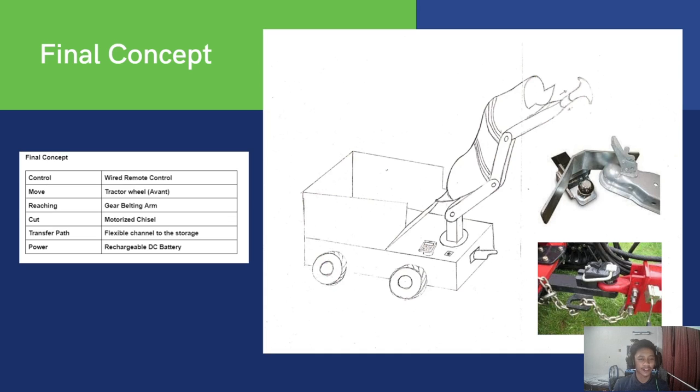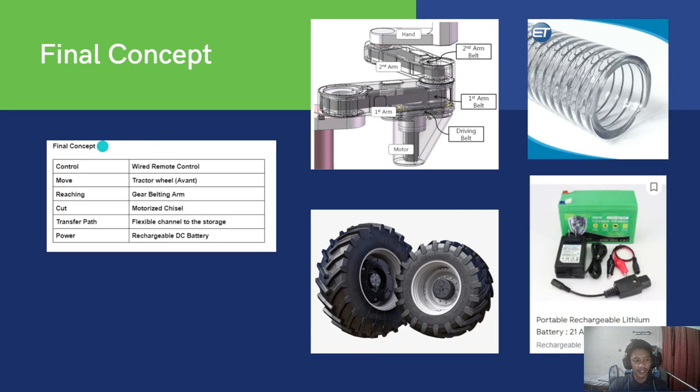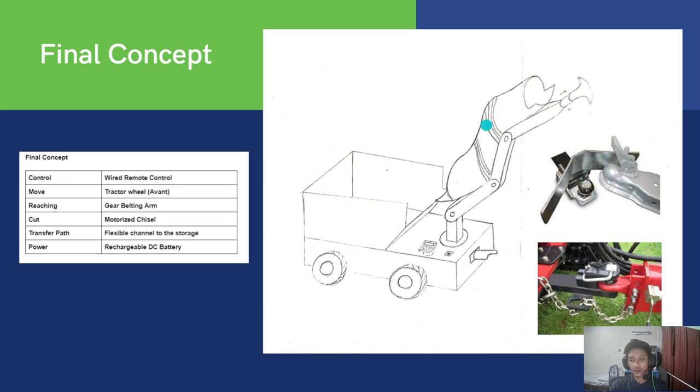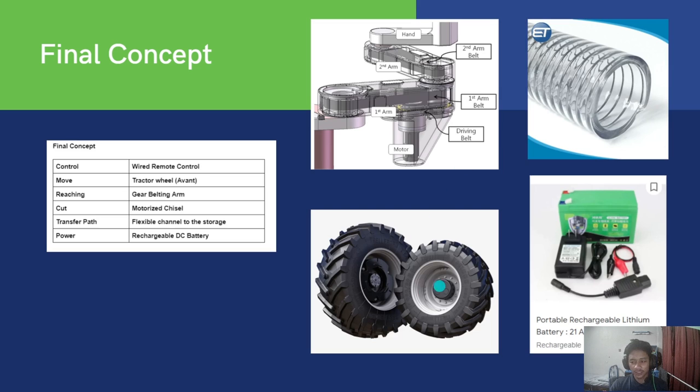We came up with the final concept, where the control is a wired remote control, moving with tractor wheel, reaching with a gear belting arm, cutting with a motorized chisel, transferring via a flexible channel to the storage, and power from a rechargeable DC battery. The final concept will be attached to the tractor. The arm that we use is a belting and arm system, like in the first picture, and the flexible channeling will be used at the joint of the robot arm. And this is the tractor and a rechargeable battery.